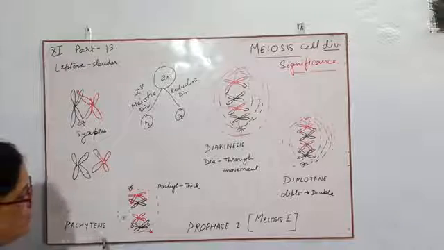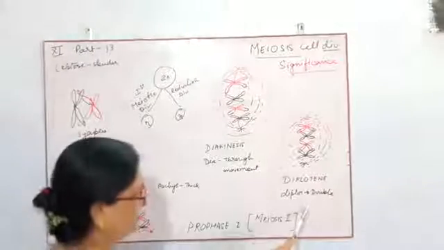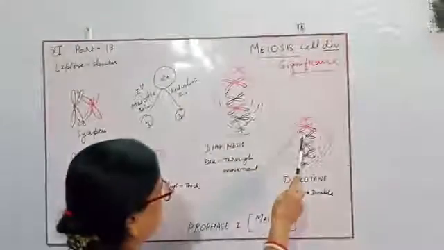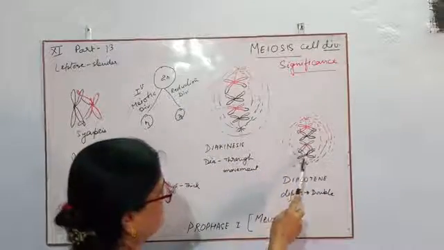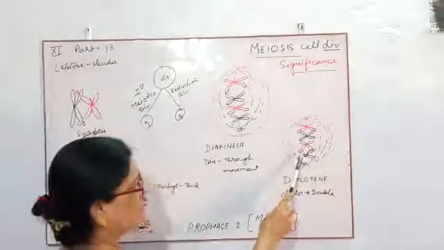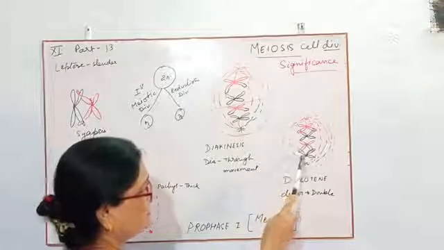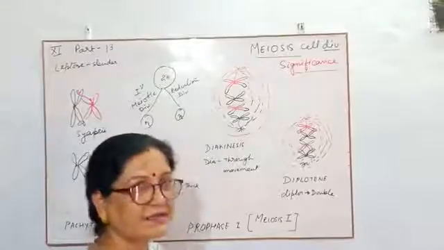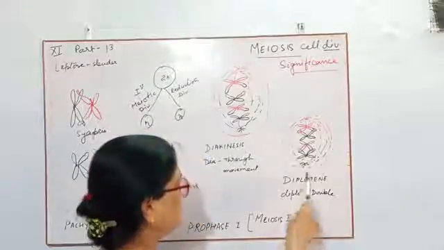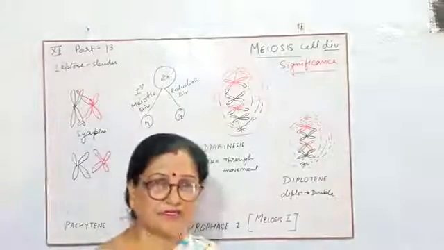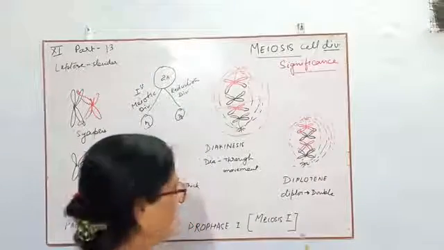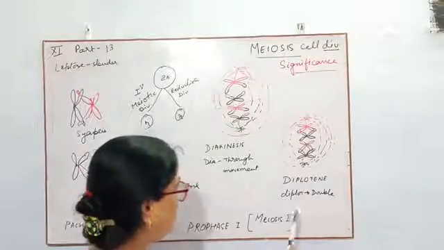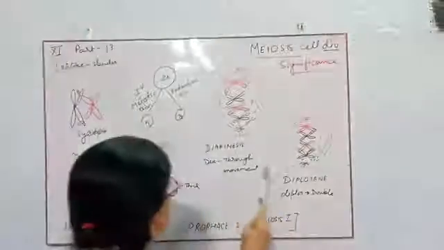Now children, after pachytene there will be the diplotene. Diplos means double. Here they have completed their process of crossing over, and they become separated from each other according to their proper characteristics. This is the diplotene.